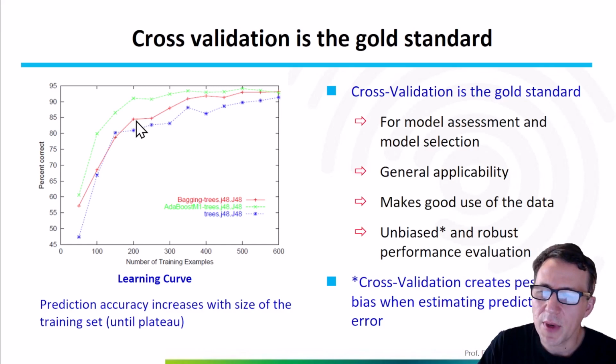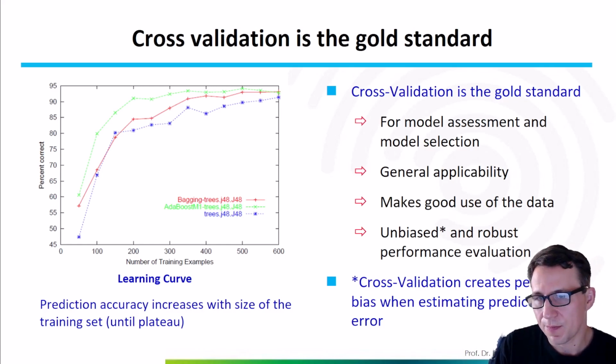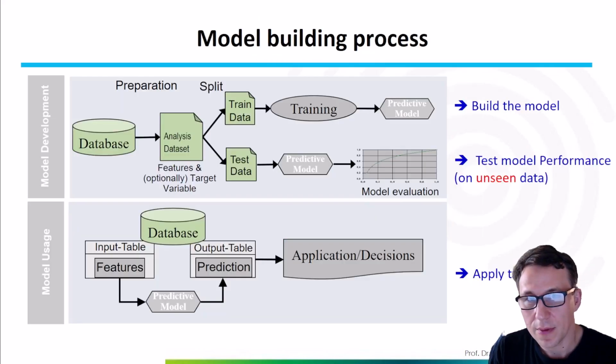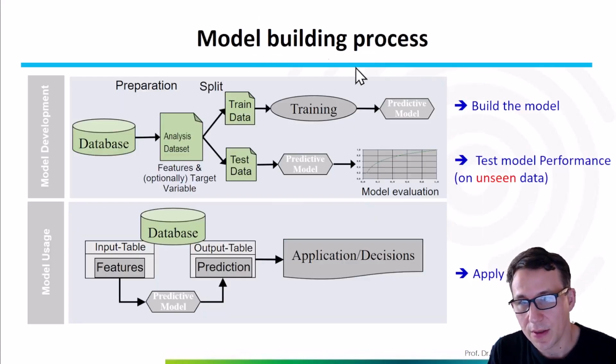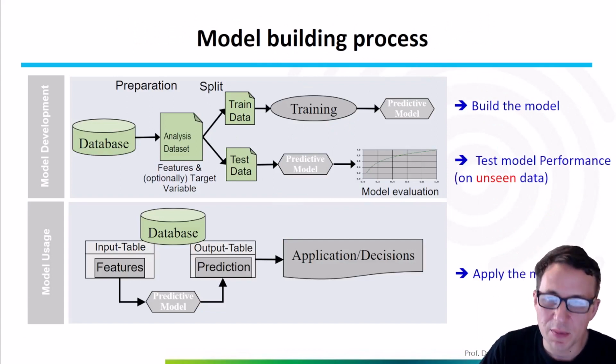So as we have to split up the data and can only use part of the data for training and the other for testing, when we test our model, there's always this bias towards worse performance. So the performance evaluation we get in this procedure always has a negative bias. The model seems a little bit worse than it actually should be.